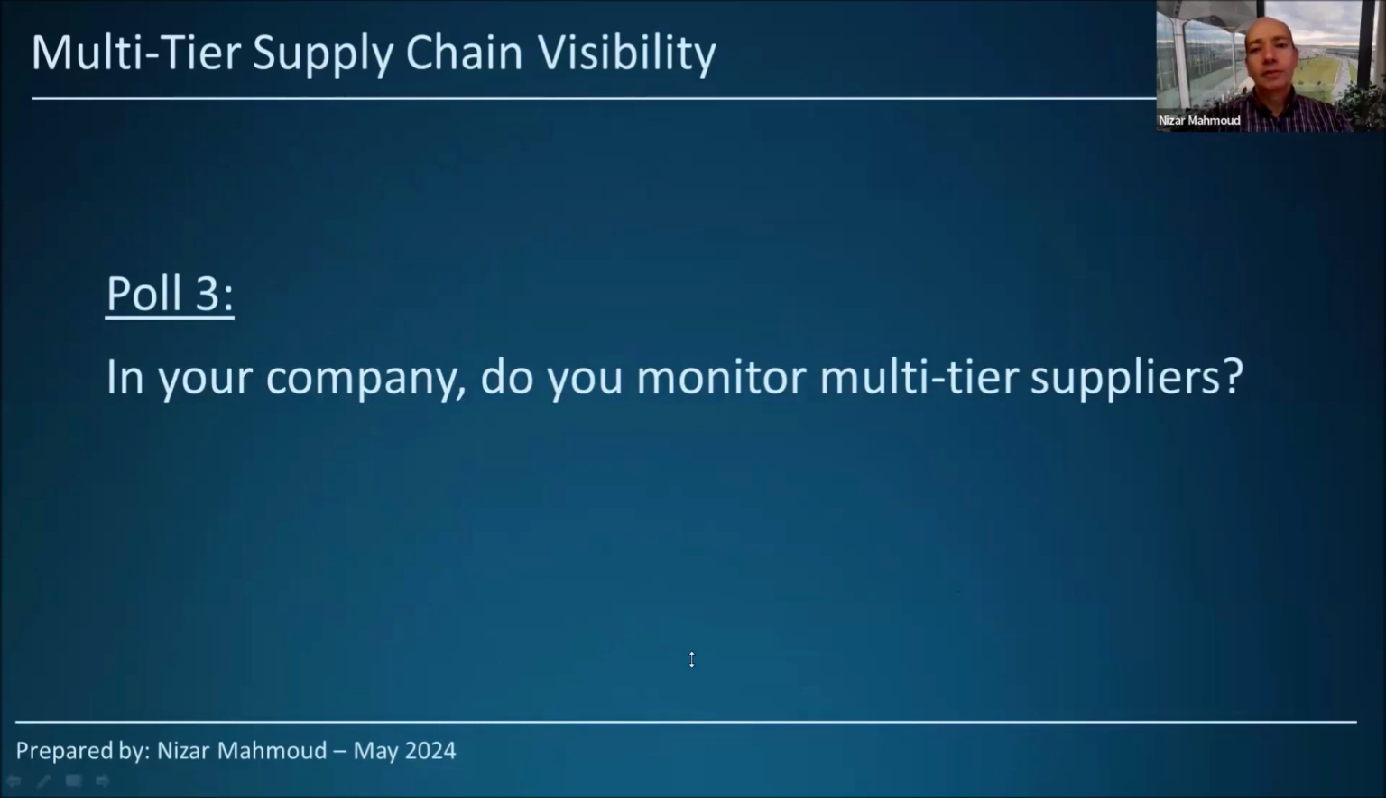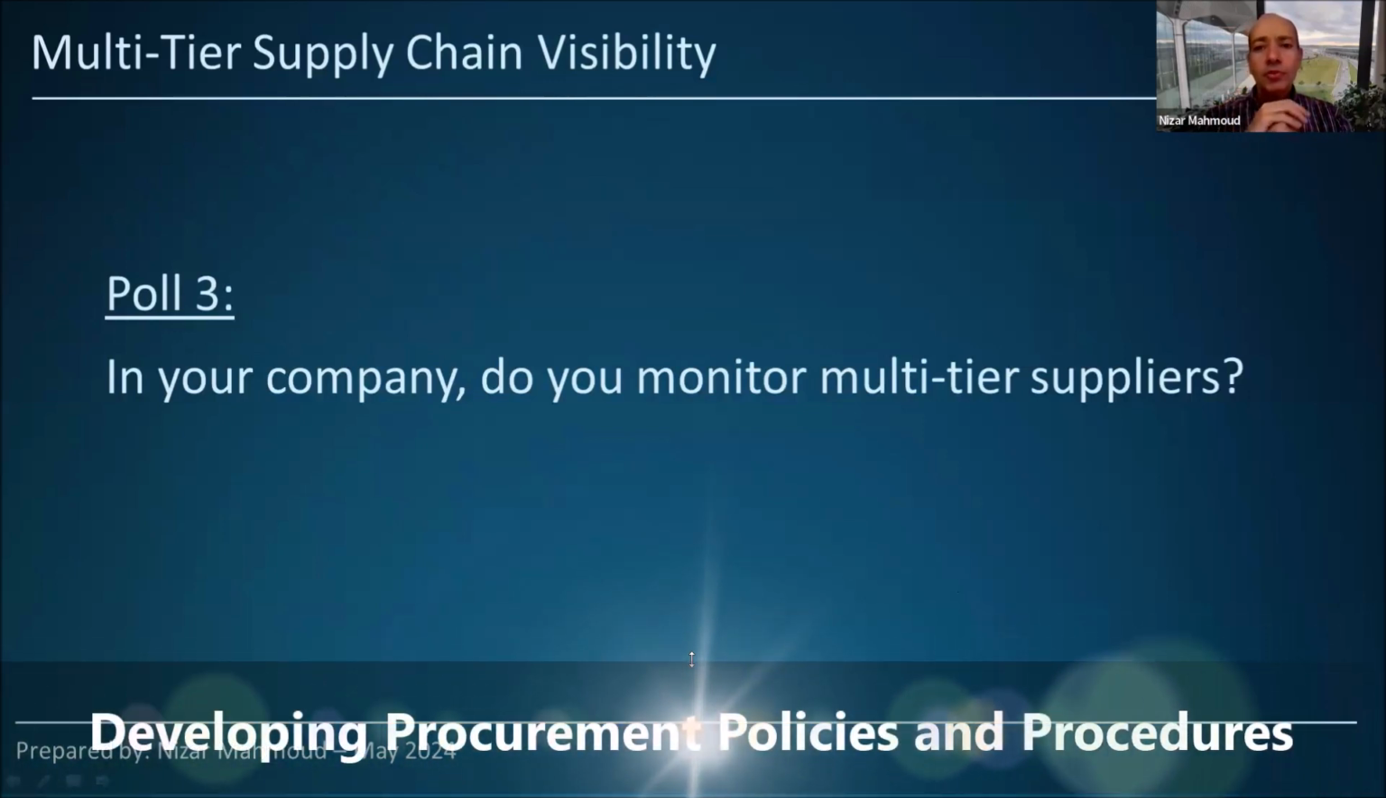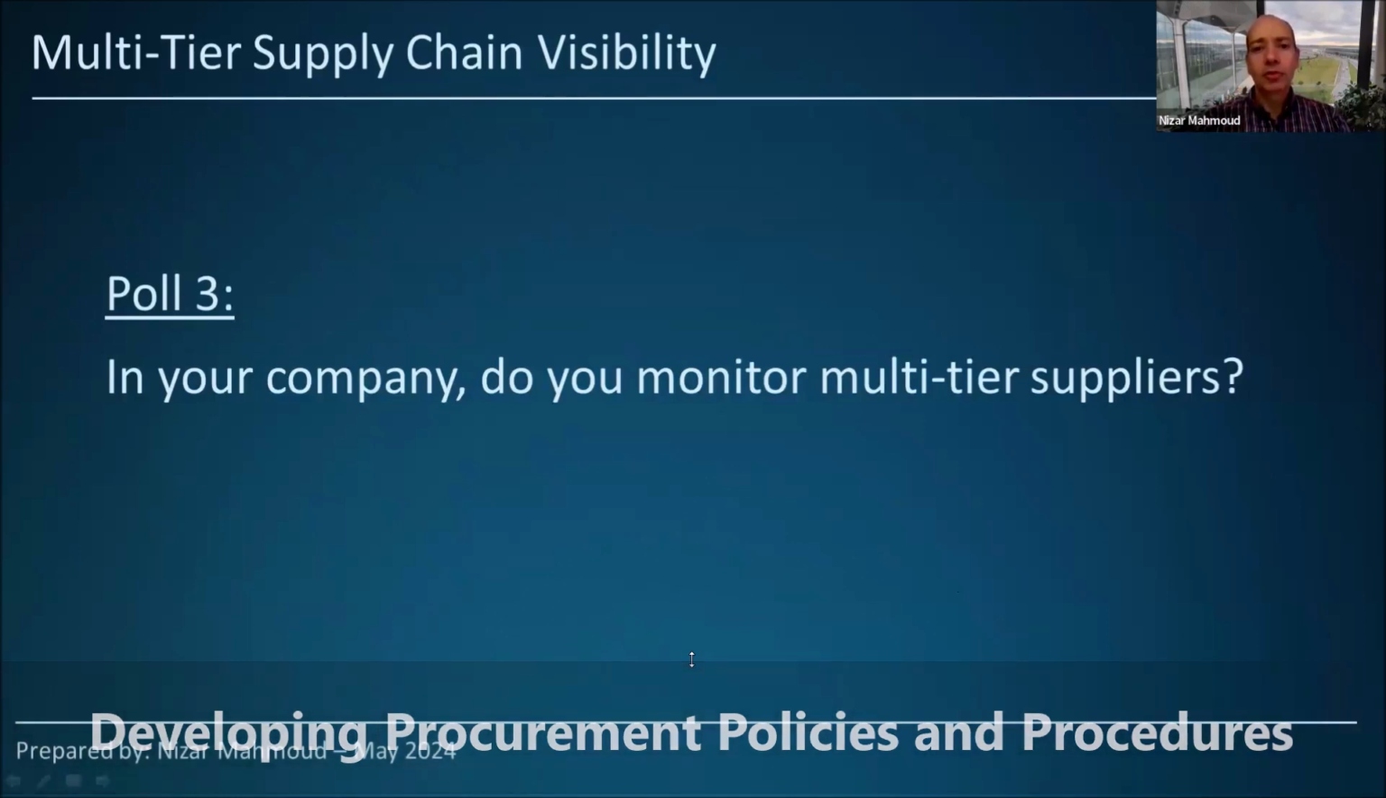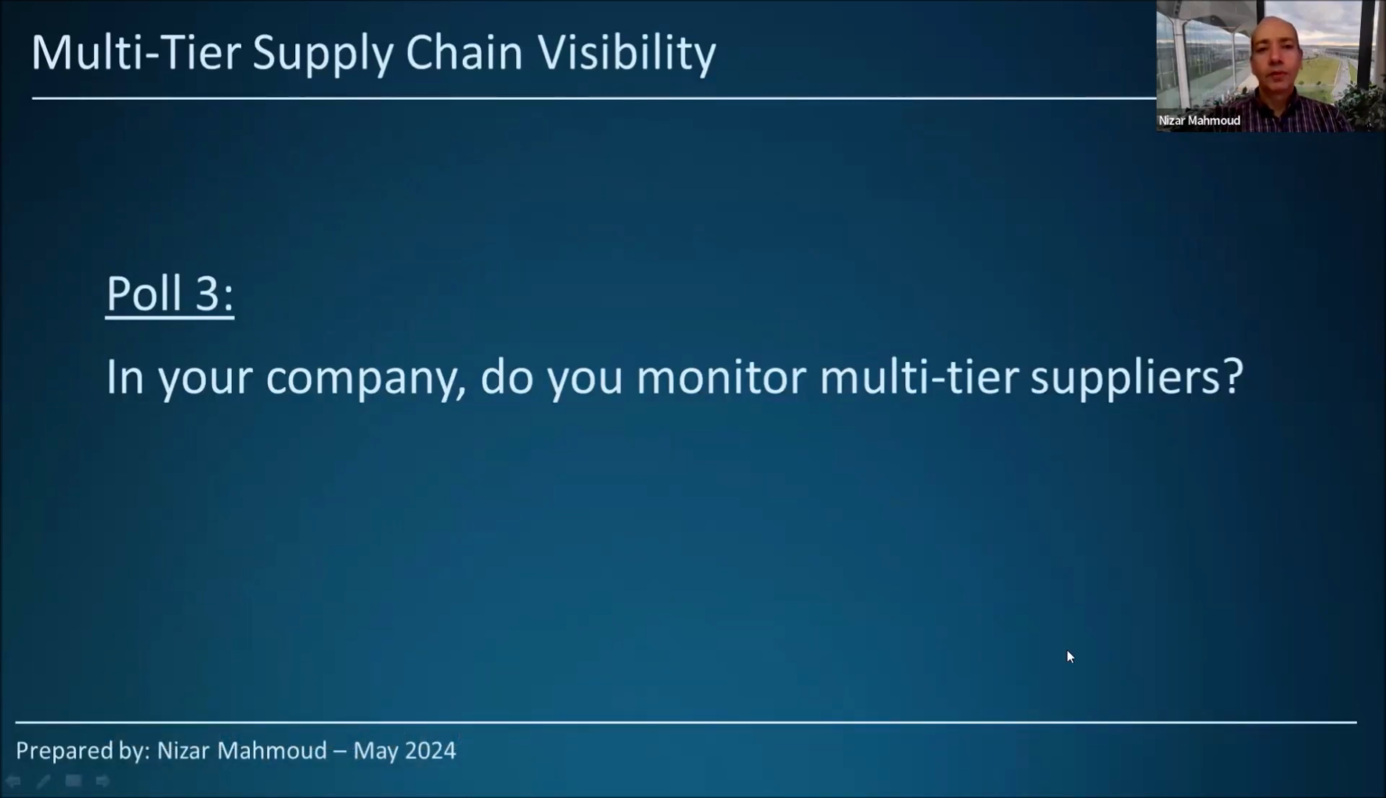Okay, this is to know if the company you work with has multi-tier supplier visibility, or in other words, do you check or do you audit the second tier supplier or third tier supplier or not? Okay, no more participants. Okay, we can stop now.